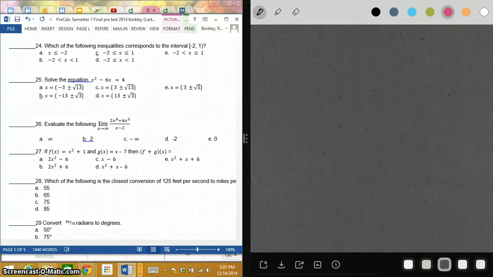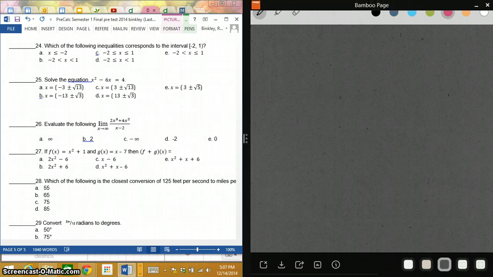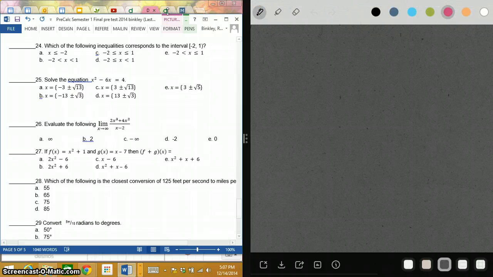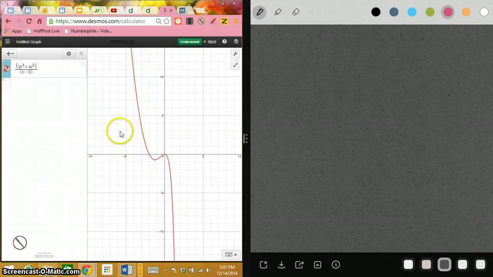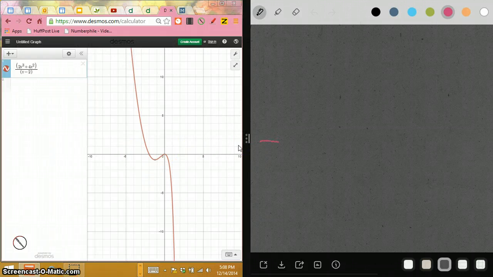All right, you guys, for number 26, again, this is really simple. You just put it into the graphing calculator just like that. And I believe I have this one here. Yep, there it is. And as you can see, what we're looking for is the limit as x approaches infinity this way. So as x approaches infinity, it's going to be this way. And what's happening as x is going towards positive infinity, the graph is going towards negative infinity.